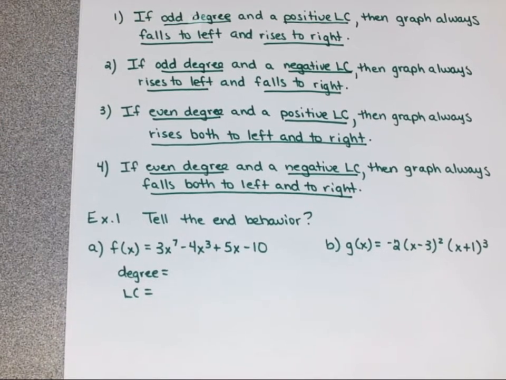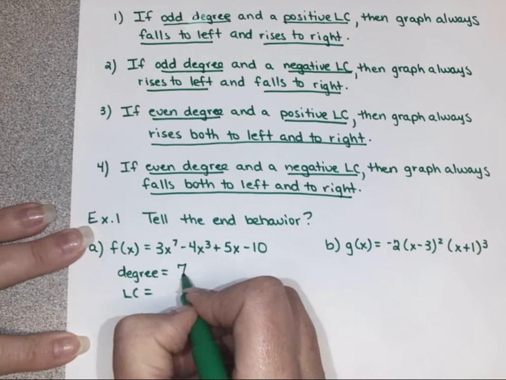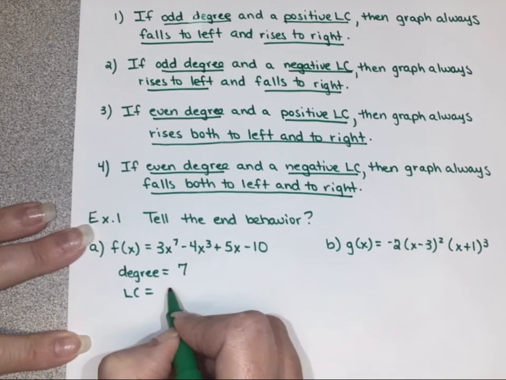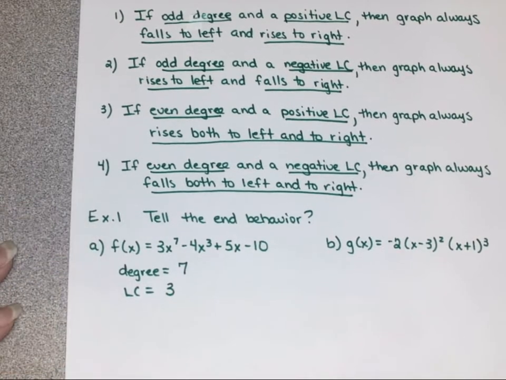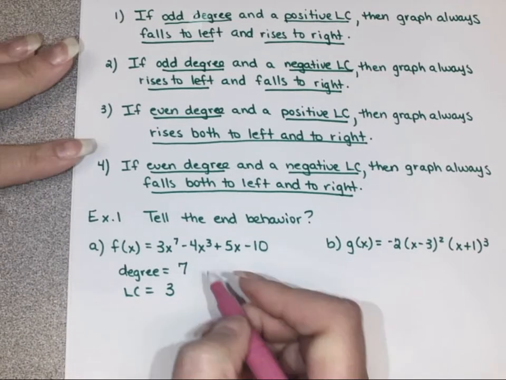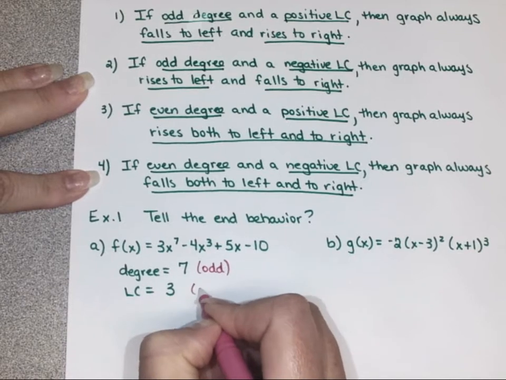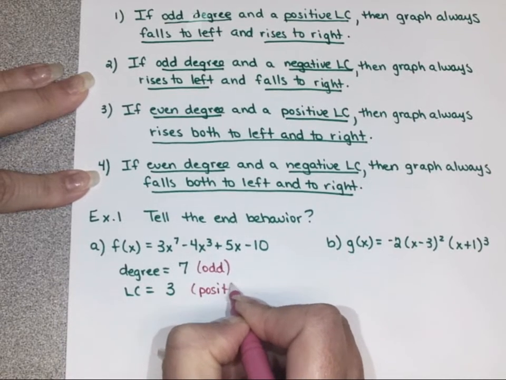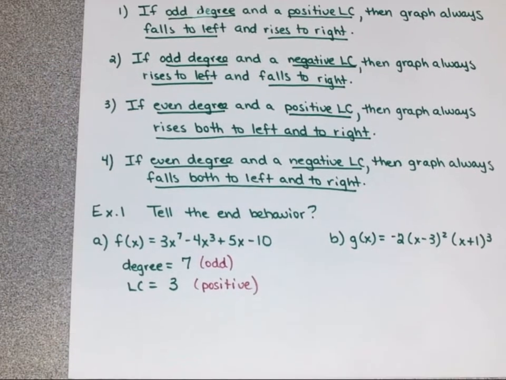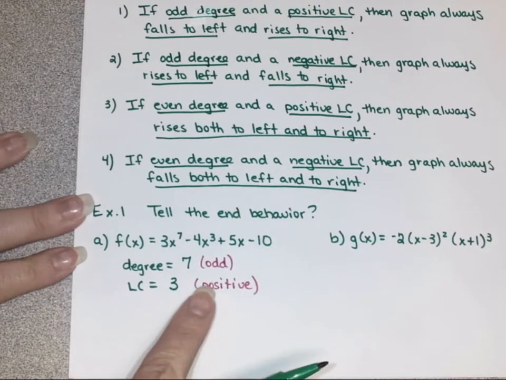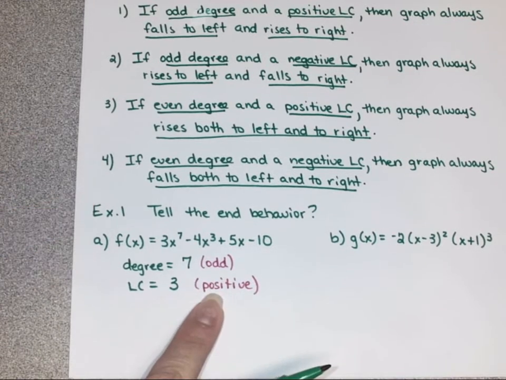That's pretty easy to pick out on this one. 7, okay? And the leading coefficient is what? The number in front of that x to the 7th, which is 3, okay? But the significant part of this is we care about the fact that this is odd and that this is positive, okay? We don't really care that it's 7, we just care that it's an odd number of some sort. We don't really care that it's 3, we just care that it's a positive number of some sort. So notice this is odd and positive, so go back up to your 4 cases.